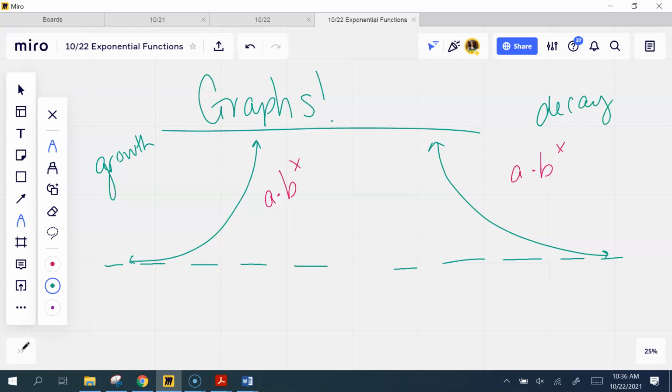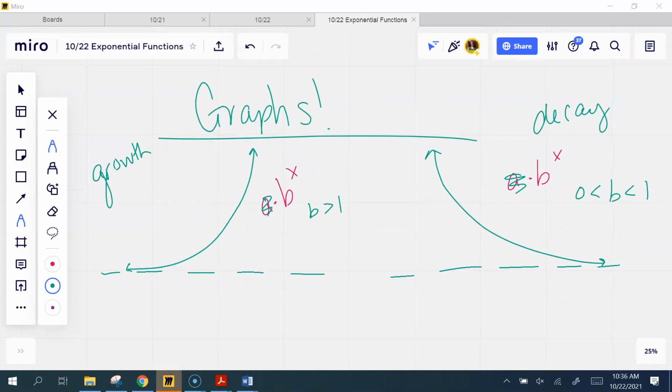Now, it could vary for us, and actually, I shouldn't say A, I should just say B to the x is the parent graph. This one, of course, B is greater than 1, and this one, B is between 0 and 1. My horizontal asymptote is always at y equals 0. And so that doesn't change until I start shifting it.